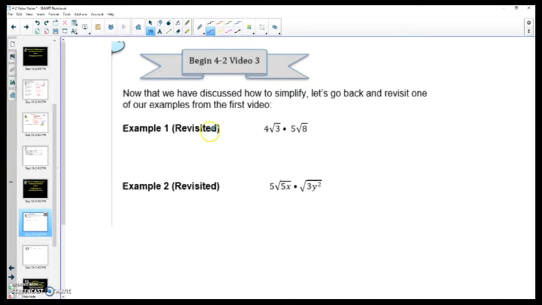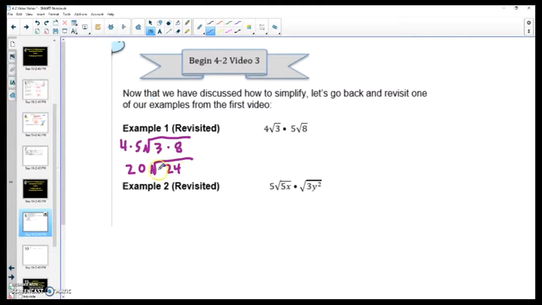So, we're going to review this example that we started with, 4 square roots of 3 times 5 square roots of 8. Remember that we are going to multiply together our coefficients, and we're going to multiply together our radicands. So we said that 4 times 5 is 20, and then we said that 3 times 8 was 24. And at the time we stopped there and we said that we would simplify it later. Well, now it's later, so let's go ahead and simplify it now that we know how.